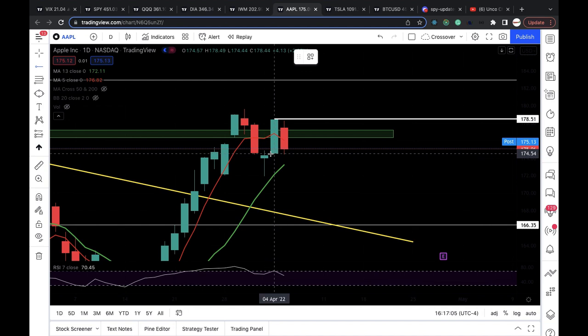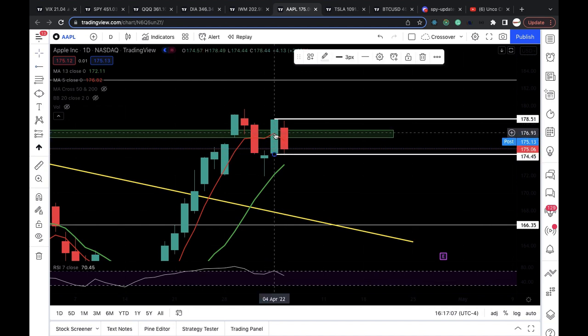The way you trade this is you watch for the breakout or the breakdown of the mother candle. Pretty much, this is the high. This high is 178.49. If Apple breaks above that, that's bullish. Puts 182.9 in play.